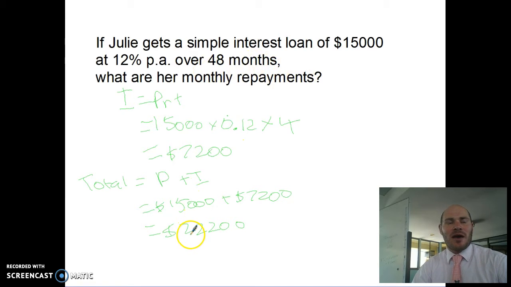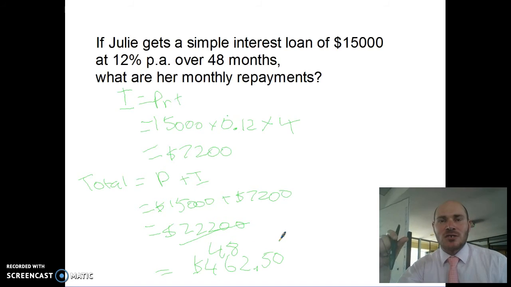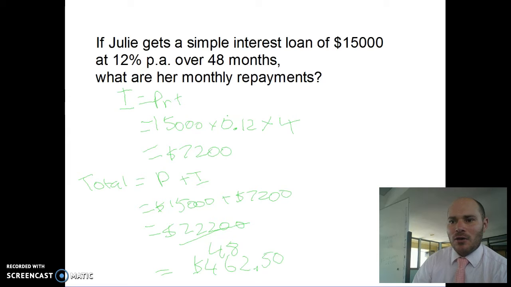If she knows that she's got to pay $22,200 back, and we know that she's got 48 months to do it, I simply divide that by 48. So 22,200 divided by 48, and the wonder of calculators tells me that that is $462.50. Again, when you're writing your answer, you would write it as a sentence. So you would write the answer: Julie will need to pay $462.50 per month in order to pay back her loan.